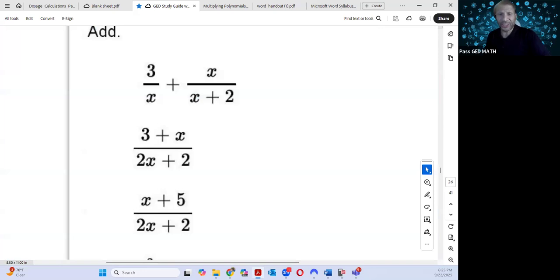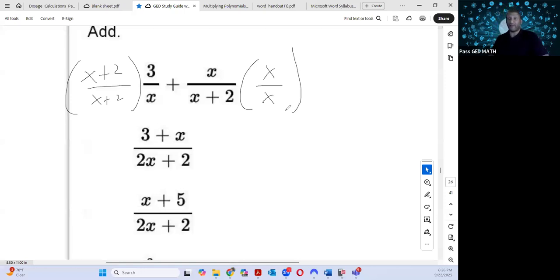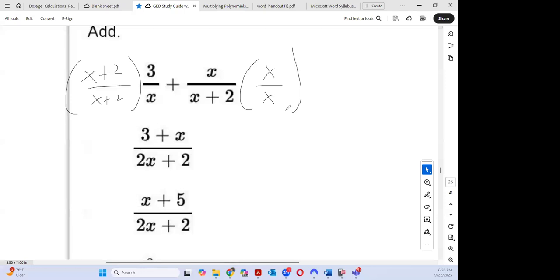You cannot get flustered on this exam. Go back to what you know. These are 2 fractions being added, which means I must have a common denominator. So I'm going to multiply this side by x plus 2 over x plus 2, and I'm going to multiply this side by x over x. Everybody understand that?